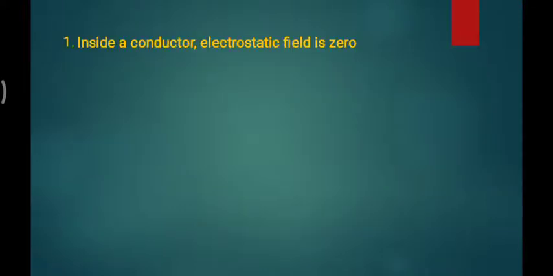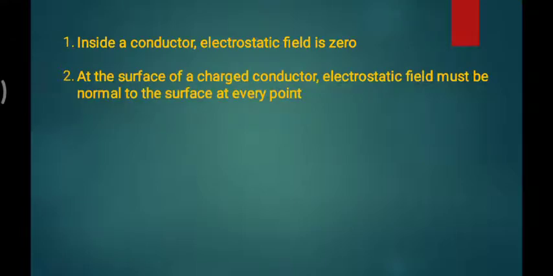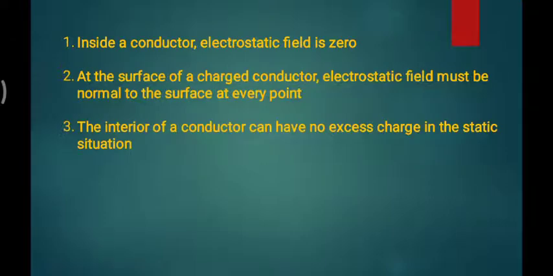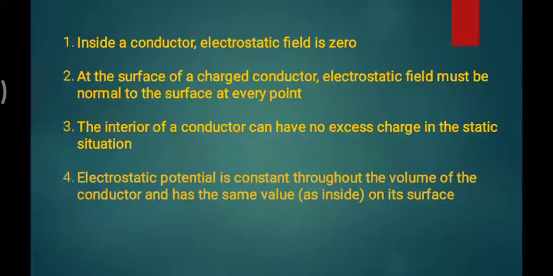is zero, so E is equal to 0. At the surface of the charged conductor, the electrostatic field must be normal to the surface at every point of the surface. Third, the interior of the conductor can have no excess charge in a static situation. It means the number of positive charges and negative charges will always be the same, so there is an equivalency between the charges. There is no excess charge if you are not adding it from the outside. Fourth, the electrostatic potential is constant.